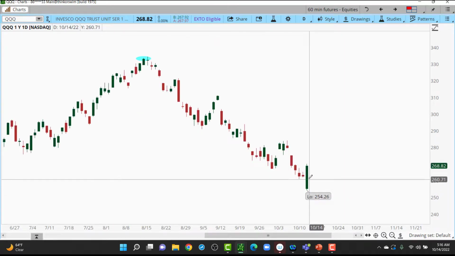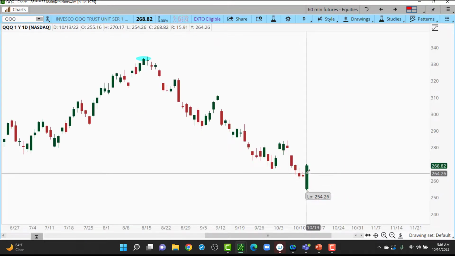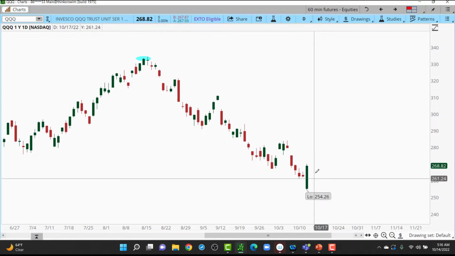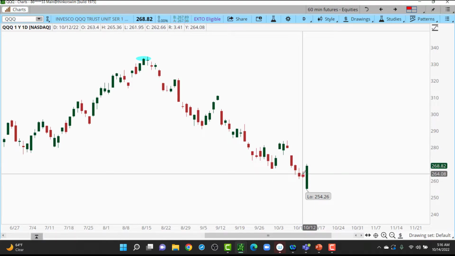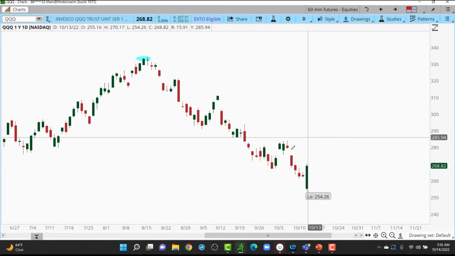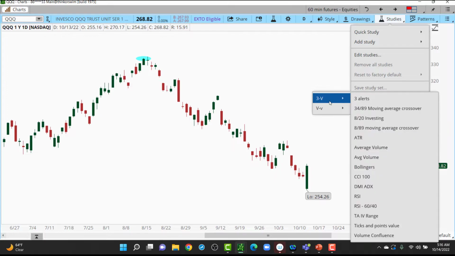Now, why is this relevant? What is so important about this? Well, it's important because it shows that at some point the buyers came in. But more importantly than that, we're going to add one thing to this chart, and we're going to add something called volume. Well, what is volume?